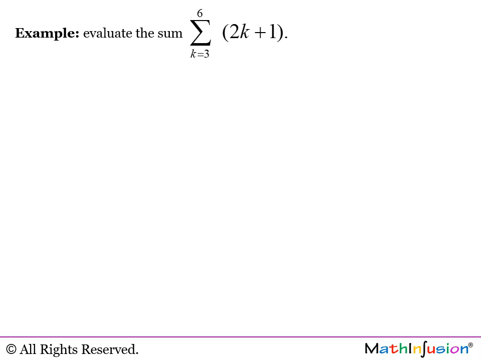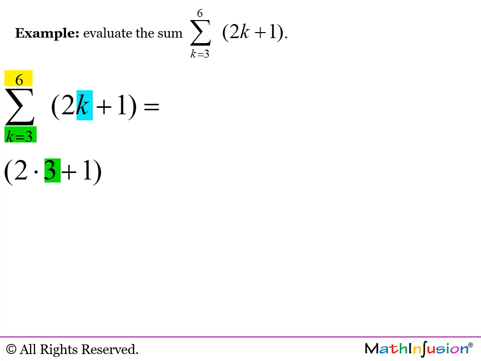Another example. Let's evaluate the following summation. Sigma of 2k plus 1 when k runs from 3 to 6. The first index is 3. So here is the first term. Now we have to add the next one.